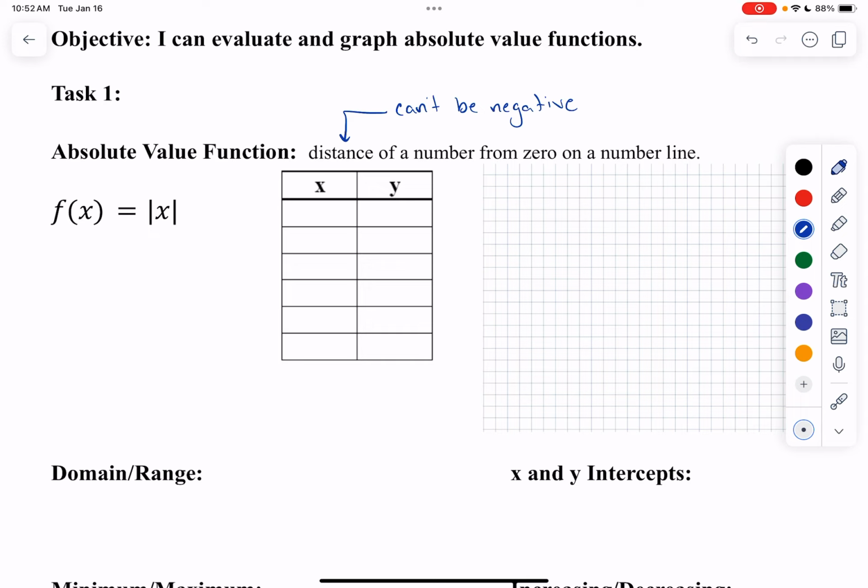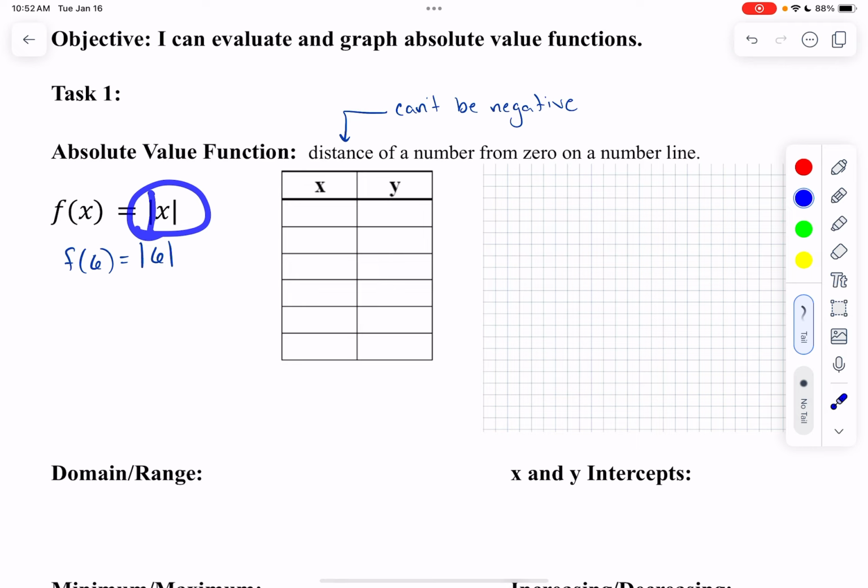So if we look at filling in a table, if I want to know what f of 6 is, that would be the absolute value of 6. Here's the absolute value symbol. It looks like that, straight up and down lines. Now, when you're writing it on paper, if I write it that way, it almost looks like 161. So it's always important to make those lines longer, taller than your standard number.